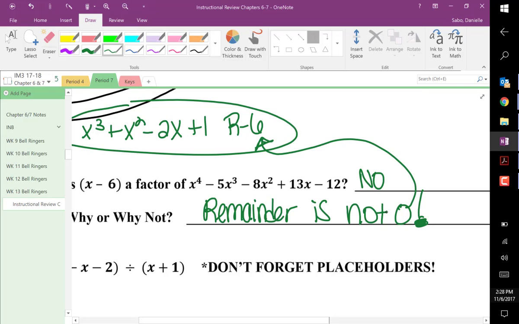Again, like 3 divided by 2 is 1.5. So that's not a factor. That means that 2 is not a factor of 3. 2 does not evenly divide into 3. That's what you're just telling me here.